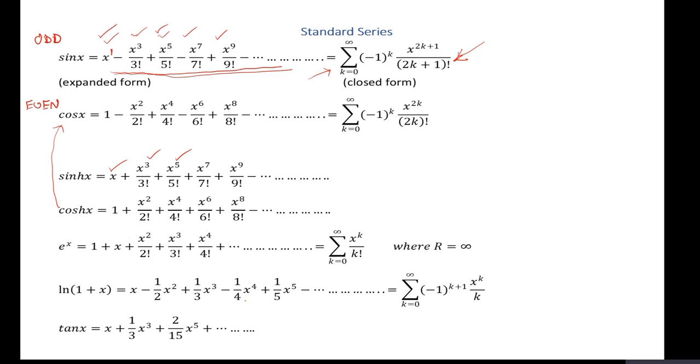e to the x is virtually a combination of sine and cosine. So it's all the terms, both even and odd, and it's not alternating, they're all positive. There's e to the x. I also have standard series for ln of x, standard series for tan of x. Now, just a precaution here. Although these are standard series, you may in fact be asked to prove them. So all of these can be proved using the Maclaurin series formula.